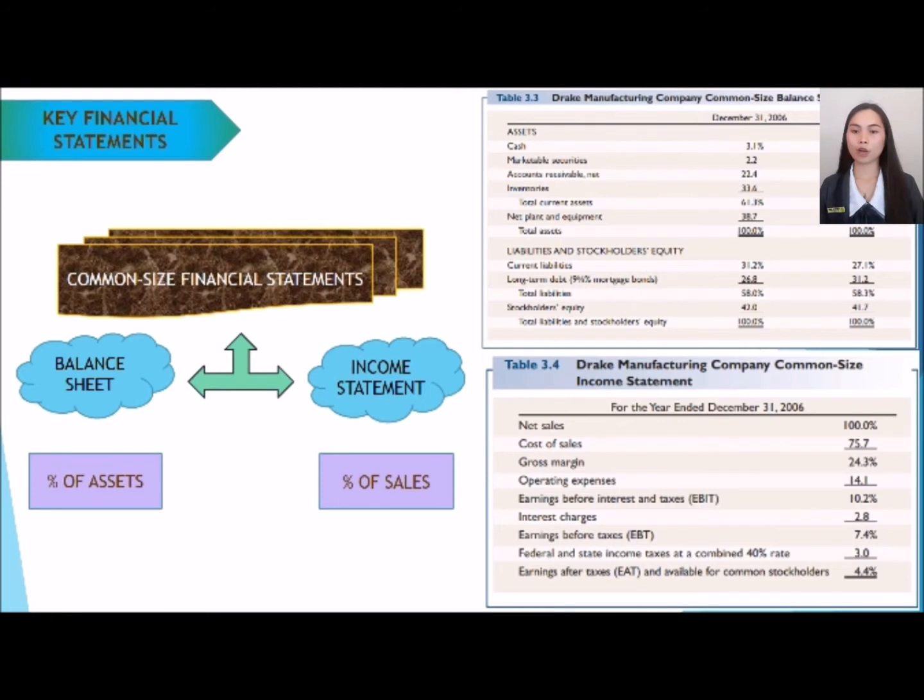While the common size income statement lists the firm's income and expense items as a percentage of net sales rather than in dollar amounts. Table 3.4 contains Drake's common size income statement for the year ended December 31, 2006. Common size financial statements allow trends in financial performance to be detected and monitored more easily than with financial statements showing only dollar amounts.